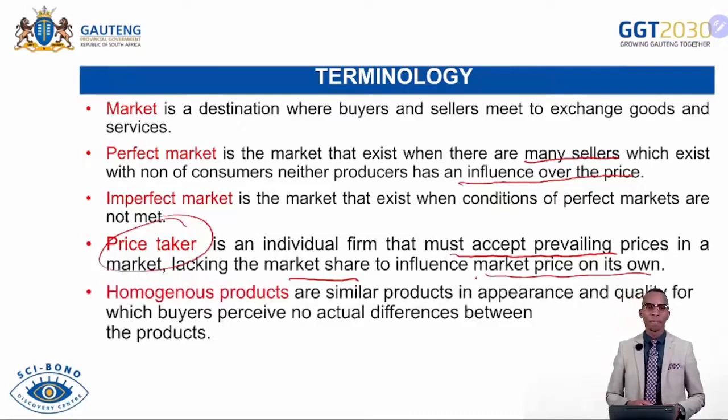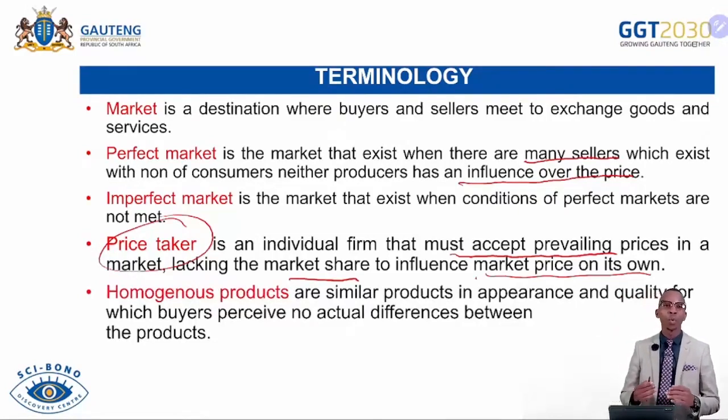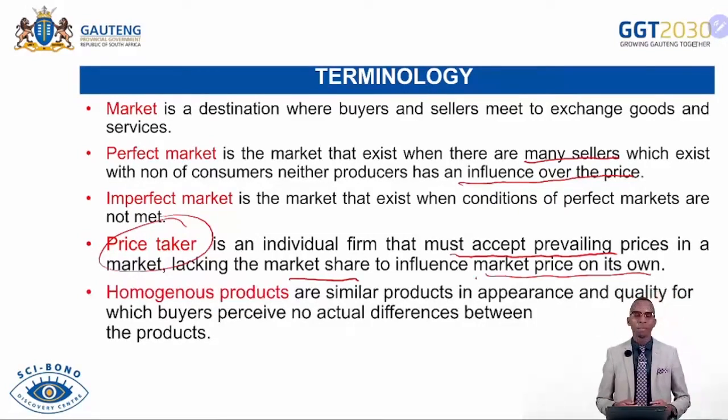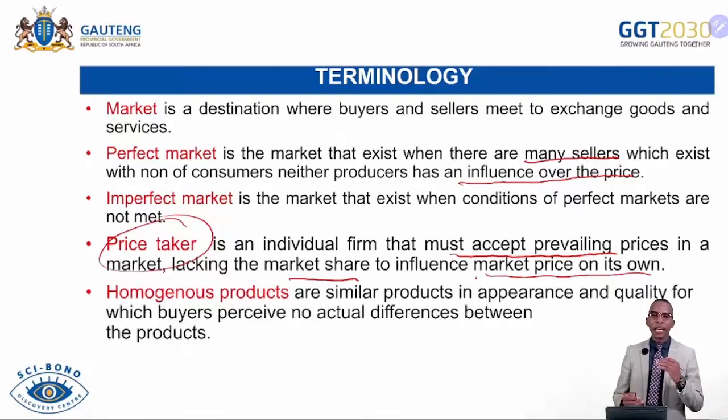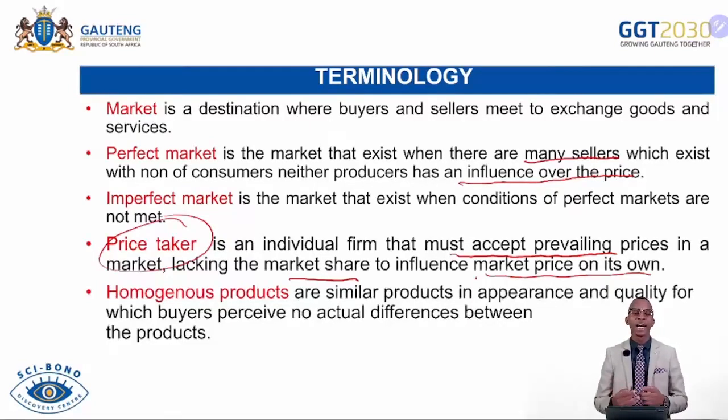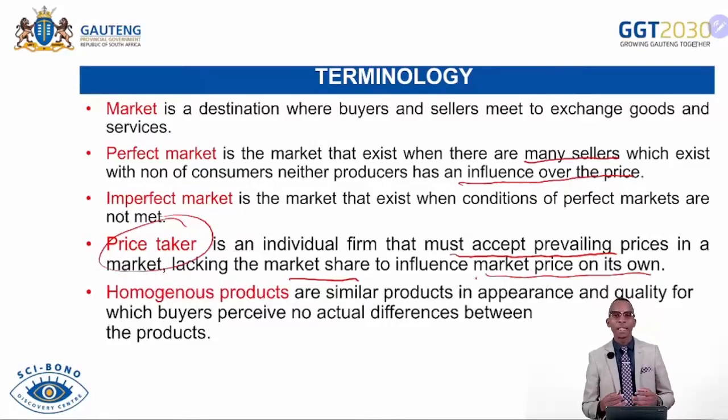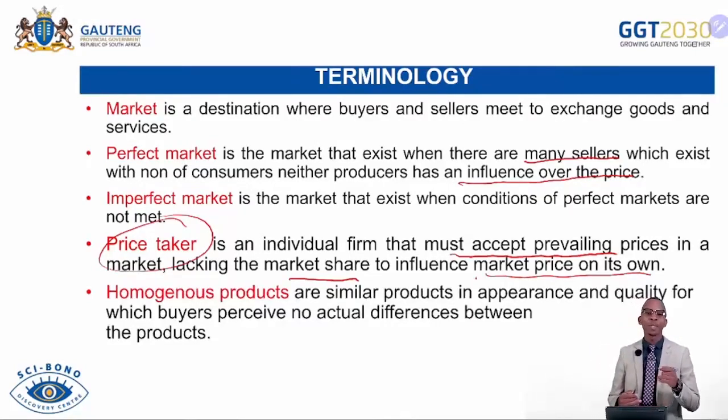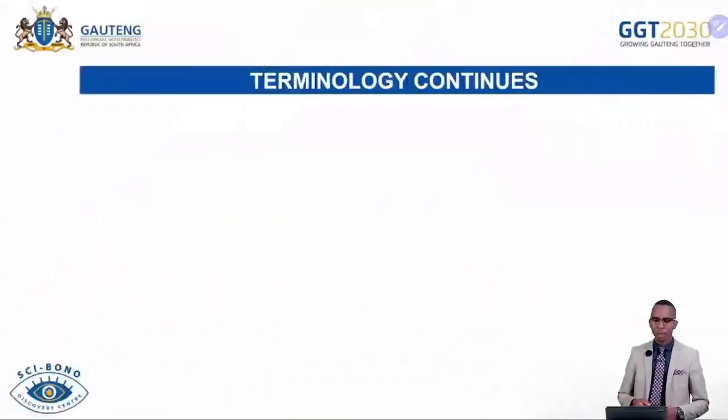Homogeneous products. In this case, we refer to products or goods that are similar or the same. They are identical. These goods are the same in appearance. They look the same. They have the same quality. And even consumers cannot seem to see any actual difference between these kinds of products. So we call them homogeneous products. They are similar, they are identical. At the same time, they satisfy the same utility as they are known as perfect substitutes for each other. Those are the homogeneous products.